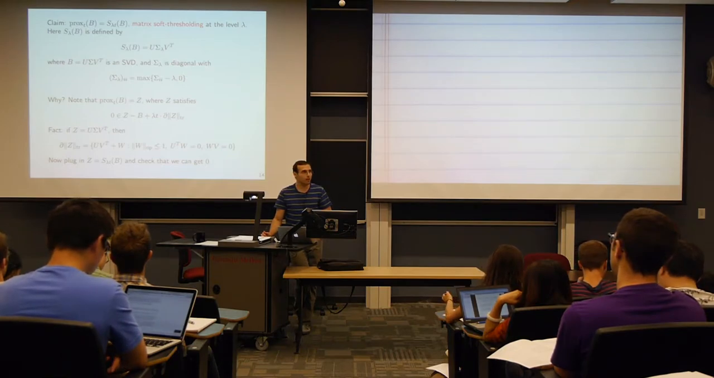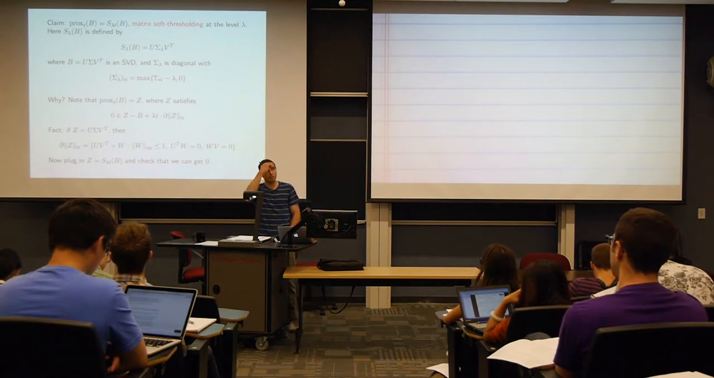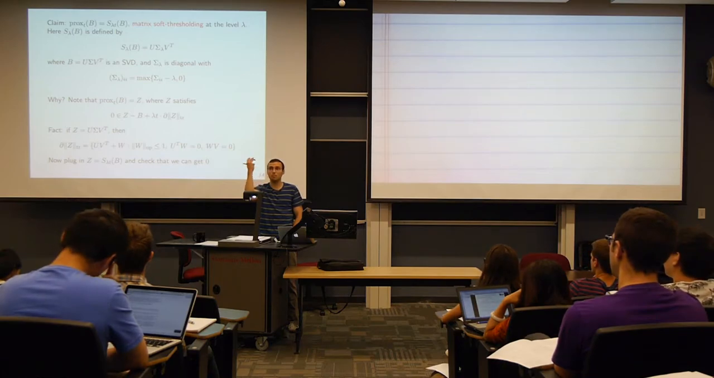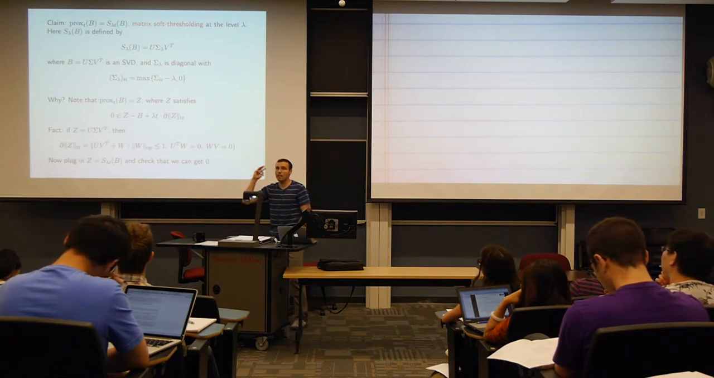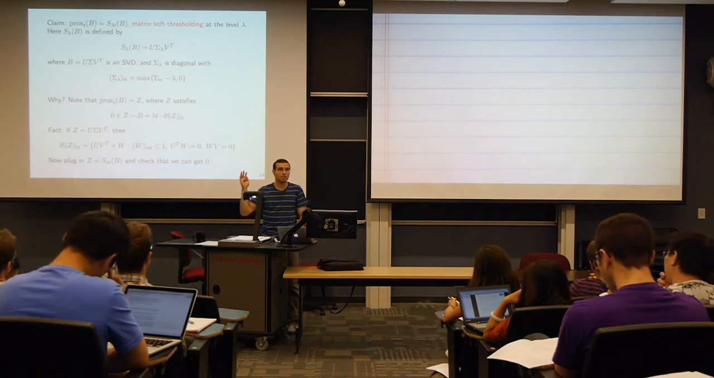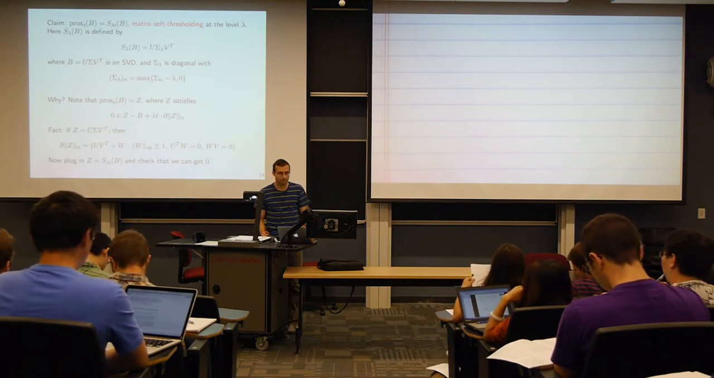So right away you can see why this is an expensive operator to apply. What does it require? It requires the SVD. I need to know the SVD, or at least a partial SVD, of a matrix in order to apply the matrix soft thresholding operator. But that is the proximal operator of the trace norm. So as far as proximal gradient descent is concerned, there are no two ways about it. That's what we need in order to apply the proximal gradient updates.